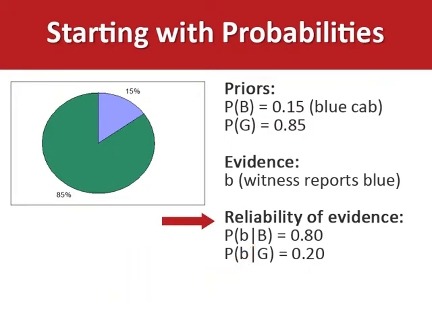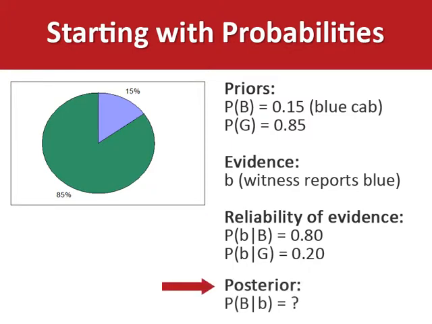And the probability of the witness reporting blue cab when in fact a green cab was used during testing is 20%. And here the notation for what we're going to call the posterior probability is what's the probability that the hit and run cab was blue, big B, given that the witness reported small b.